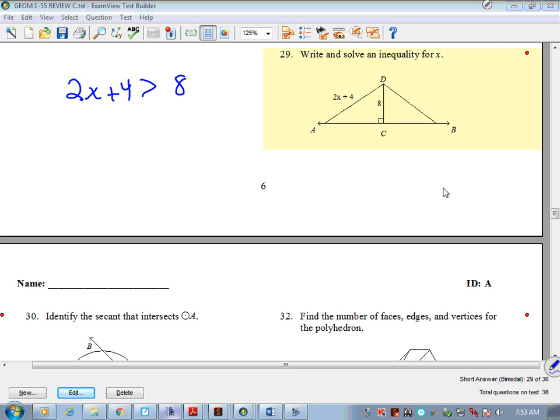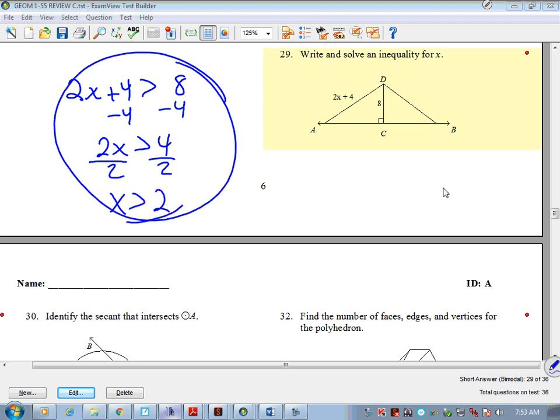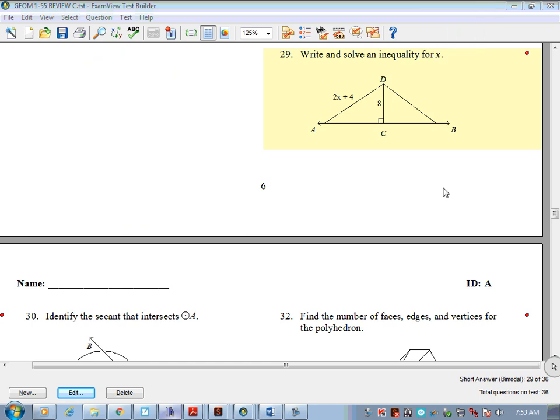Then after that, we're solving for x as an inequality. So I'm going to subtract 4. So 2x is greater than 4, and then divide by 2. So x is greater than 2. I want all of that work. I don't want to see just x is greater than 2. If you give me x is greater than 2, I'm going to give you a big fat DSA, and you're only going to get half credit even if you come back and show me the work. So show me the work.